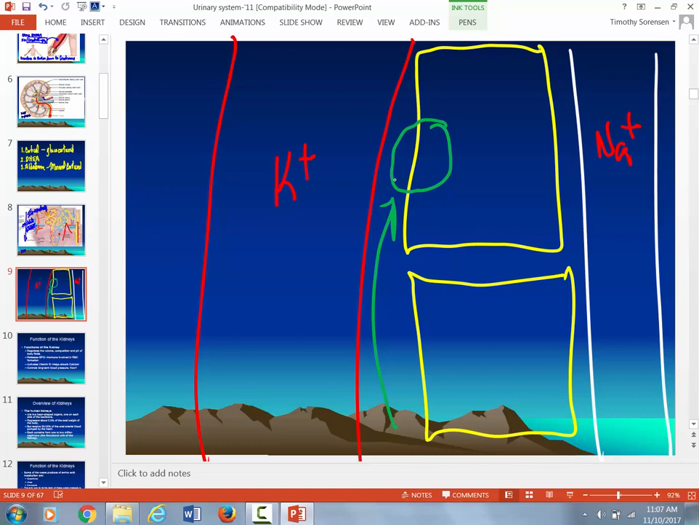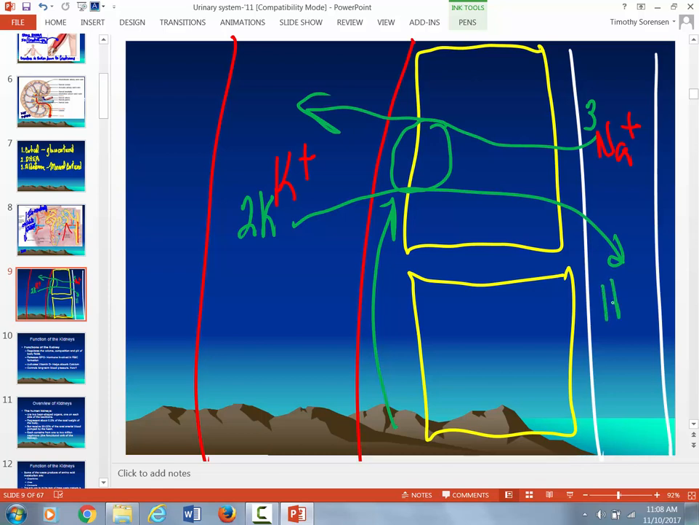When that pump is activated, 3 sodiums that we're going to get peed into the toilet get pumped back into the blood, and 2 potassiums that were going to stay in the blood get pumped into the distal convoluted tubules and get peed into the toilet. Are you with me? When sodium gets pumped back into the blood, what follows by osmosis?